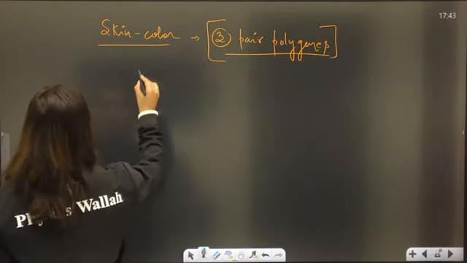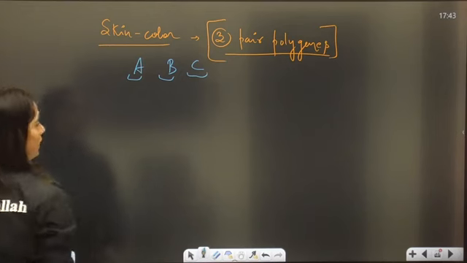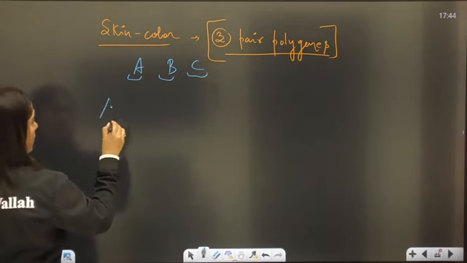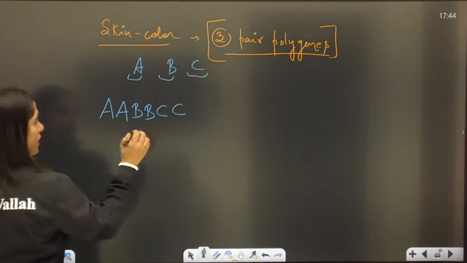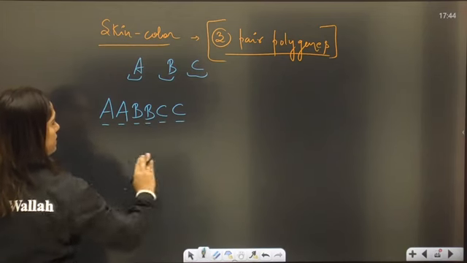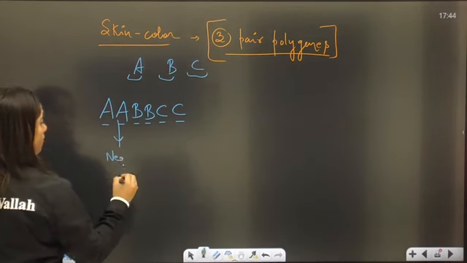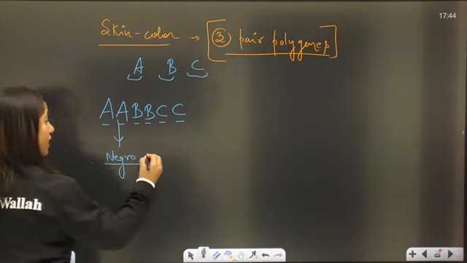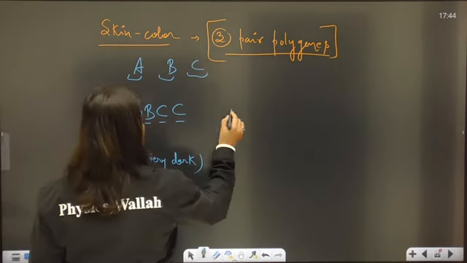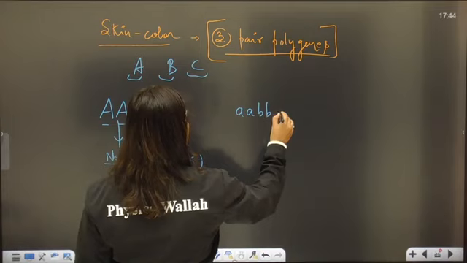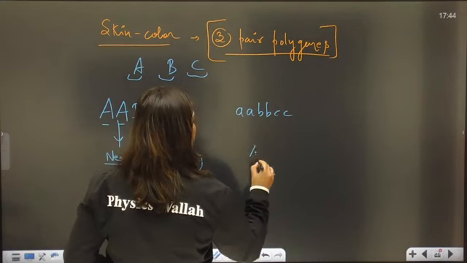That is A, B, C. Three genes together, they control the skin color. And capital A, capital A, capital B, capital B, capital C, capital C: all the alleles are dominant. All the 6 alleles are dominant. That means this person would be Negro or very dark, right? Very dark. And this person has 0 dominant alleles, so it would be albino or very light.